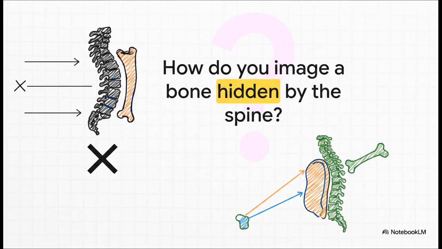How do you image a bone that is literally hiding right behind the spine? That's our core anatomical challenge here. Superimposition. The sternum sits right in the middle of the anterior chest, directly in front of that massive, dense thoracic spine. If you just shoot a straight-on X-ray, the spine totally washes out the thinner sternum. So, how do we fix it? We have to get creative with our angles.